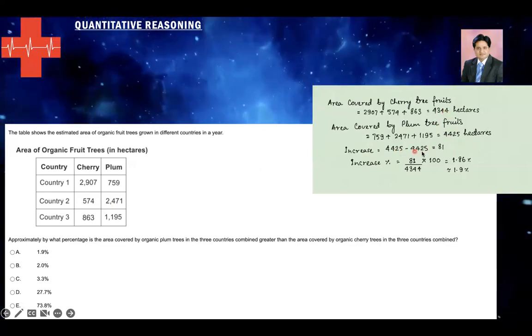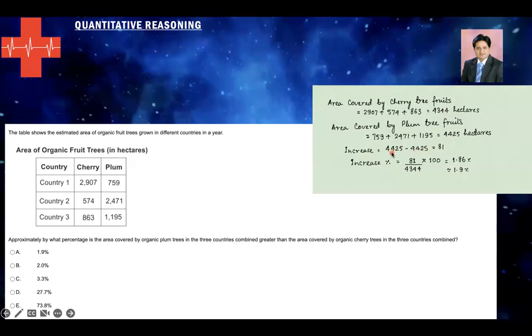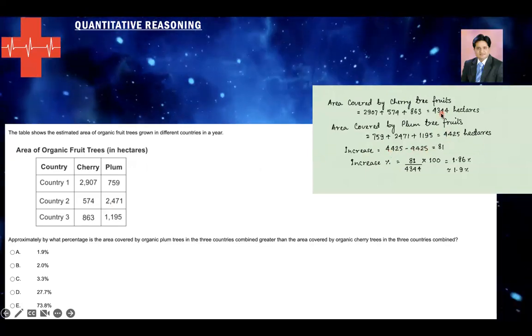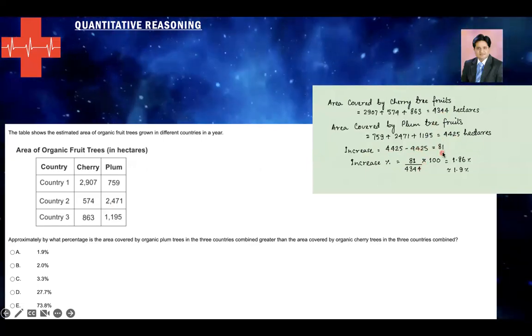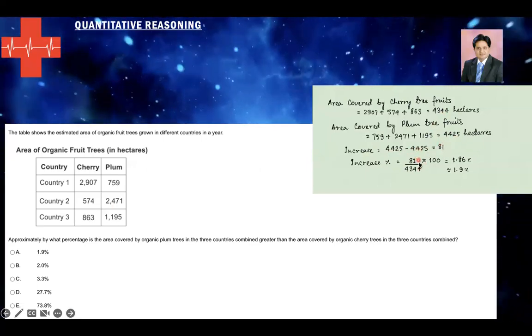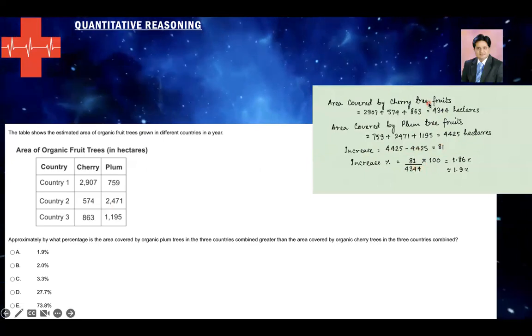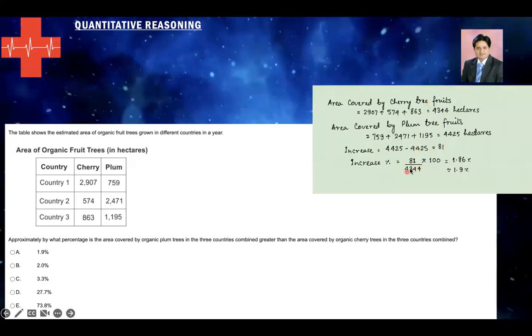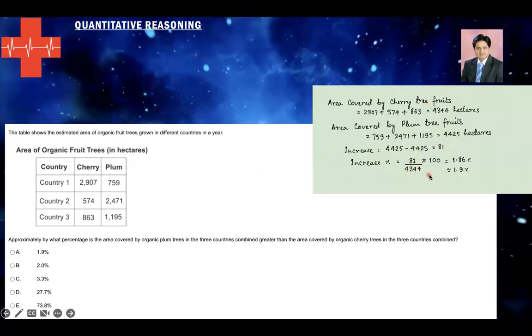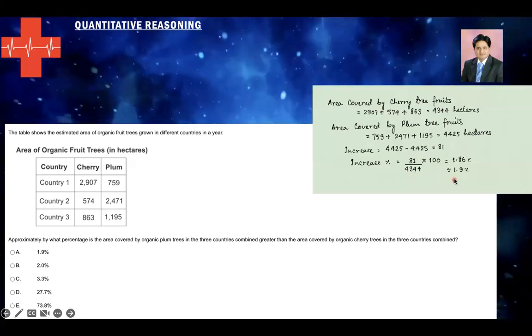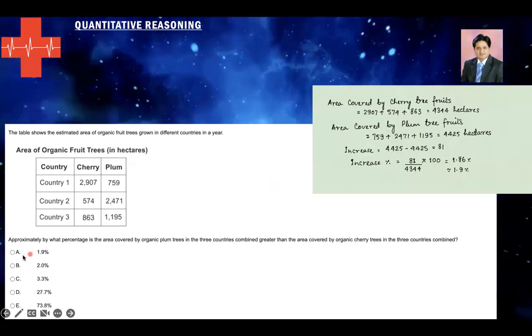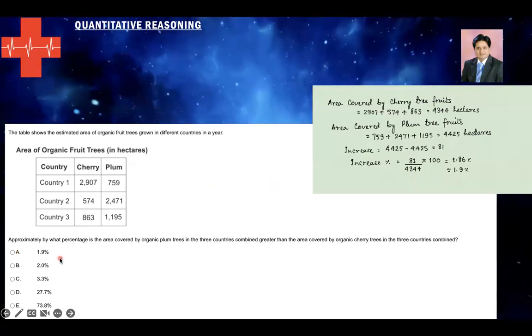4344. So there's a typo error here. It is 4425 minus 4344, and that would give you 81. So the percentage would be the increase divided by the area covered by the cherry. So that is 81 divided by 4344 multiplied by 100. That gives you 1.86%, which is approximately 1.9%. So your answer is A.